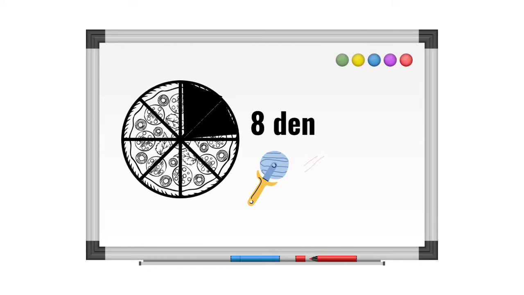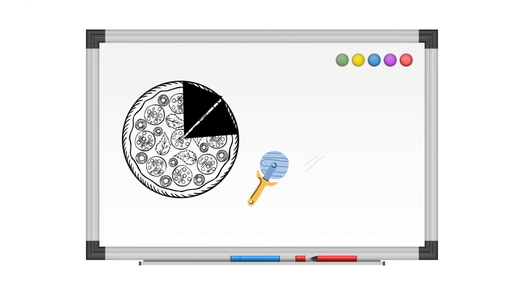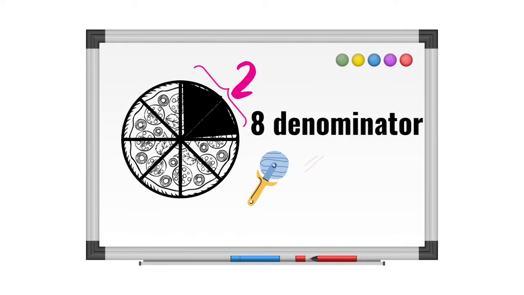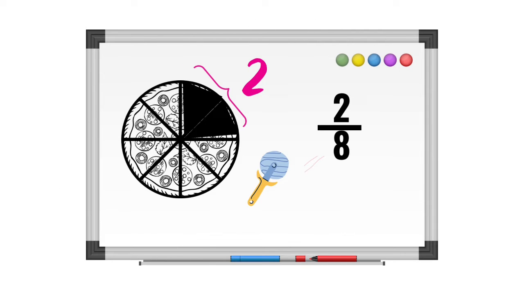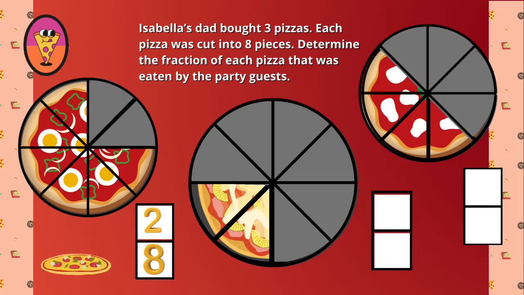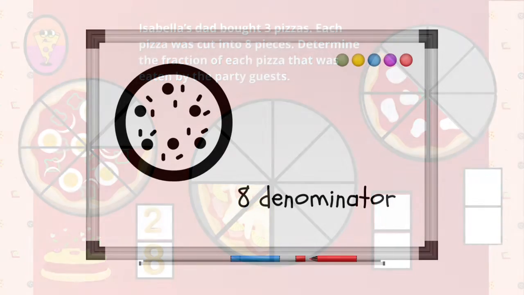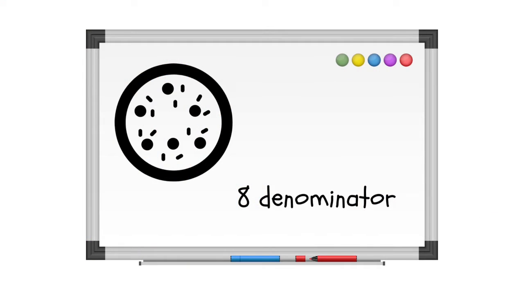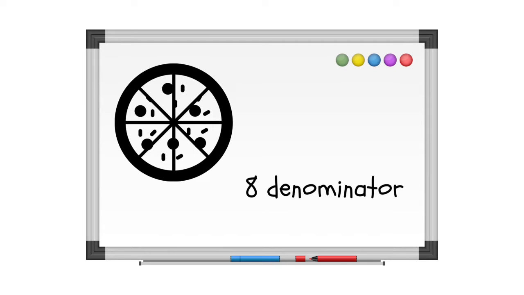Now we look at each pizza that was eaten at the party to determine how many slices were gone. Looking at the first pizza, there appears to be 2 slices missing out of the original 8. So 2 out of 8 slices were eaten. With the second pizza, we have an opposite scenario. There are only 2 pieces of the pizza left out of the original 8 slices.